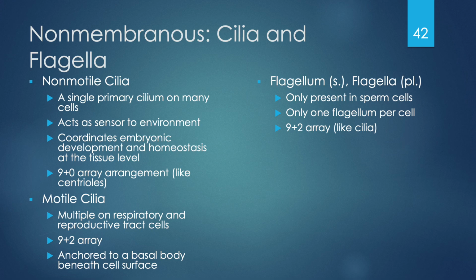So motile cilia are anchored to a basal body beneath the surface. And remember, we just talked about this a moment ago when we talked about centrioles. Centrioles will also form that basal body, which is basically what anchors the motile cilia to the plasma membrane.